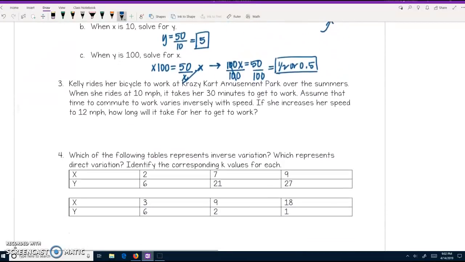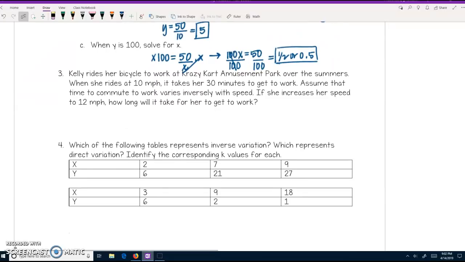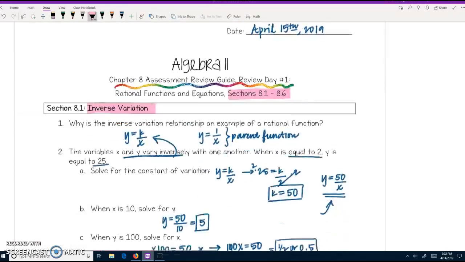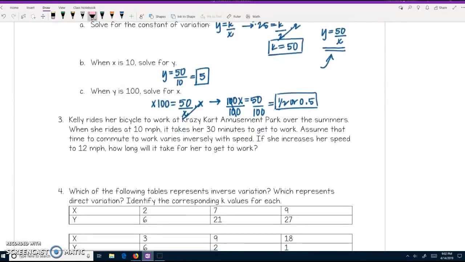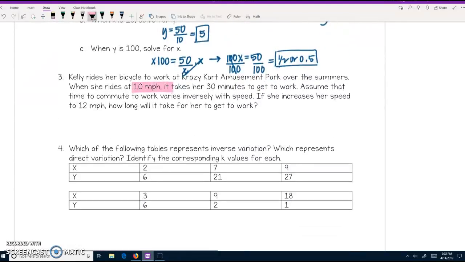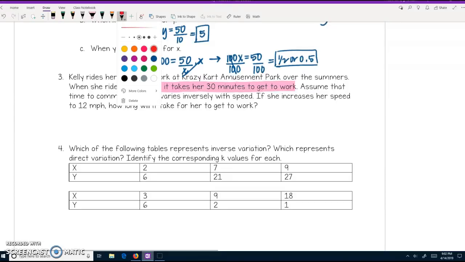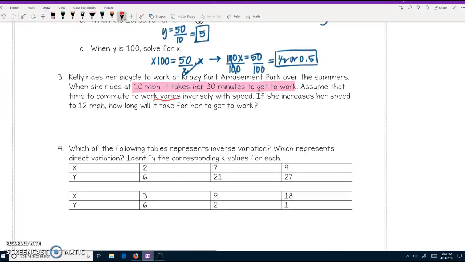Number 3 is going to be an application problem for inverse variation. So it says, Kelly rides her bicycle to work at the Crazy Cart amusement park over the summers. When she rides at 10 miles per hour, it takes her 30 minutes to get to work. Assume that time to commute to work varies inversely with speed. If she increases her speed to 12 miles per hour, how long will it take for her to get to work? So the really important information in this problem is in this statement here.